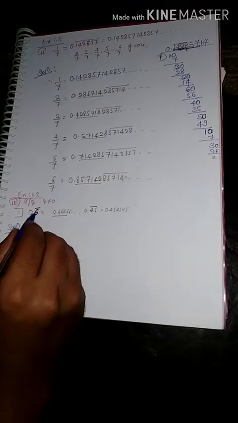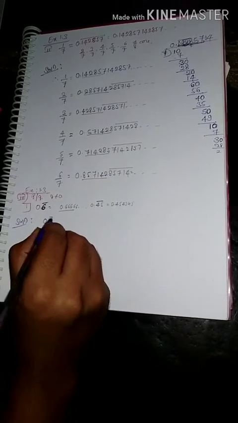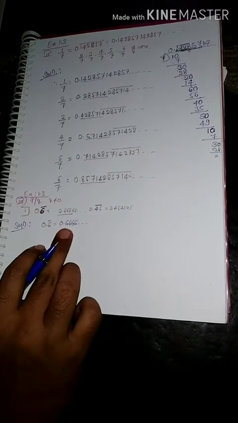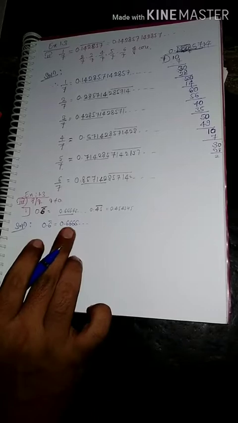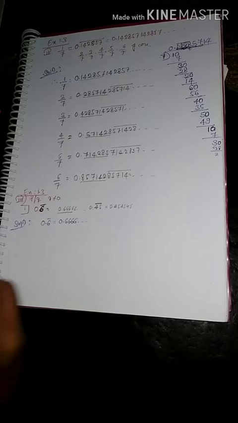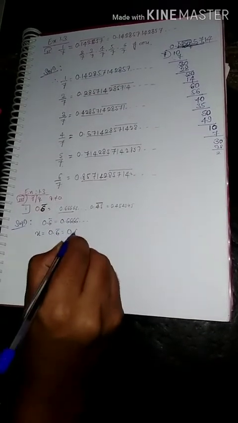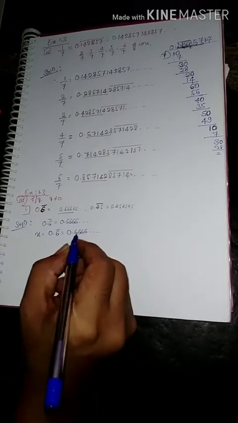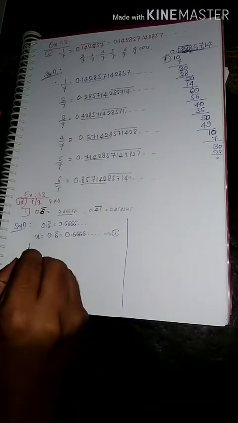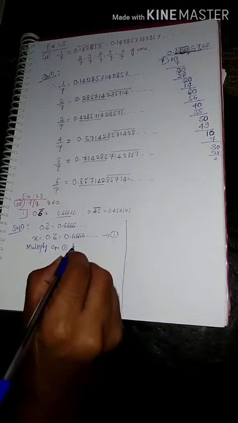Here 0.6 bar, or 0.6666, and so on, is in decimal form. So we have to express this decimal form in fractional form. Let x be equal to 0.6 bar, which is nothing but 0.666, and so on. It is called equation number 1. And next, multiply equation 1 by 10.